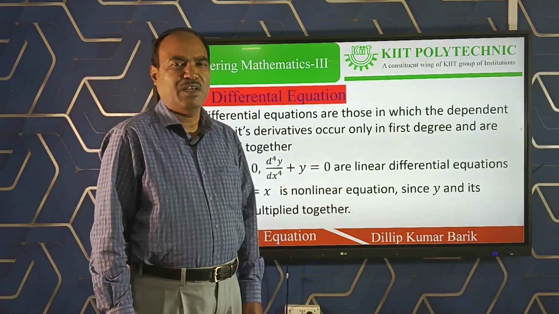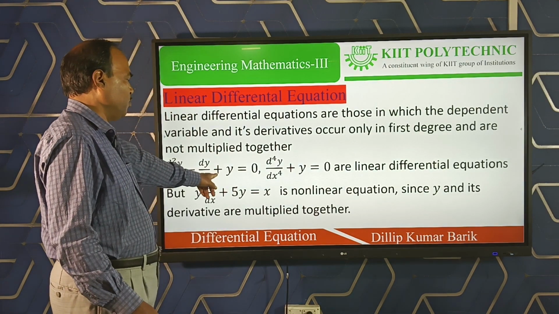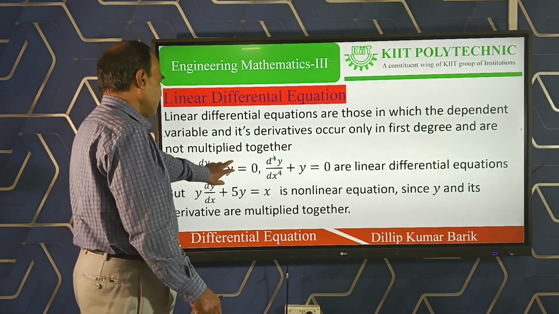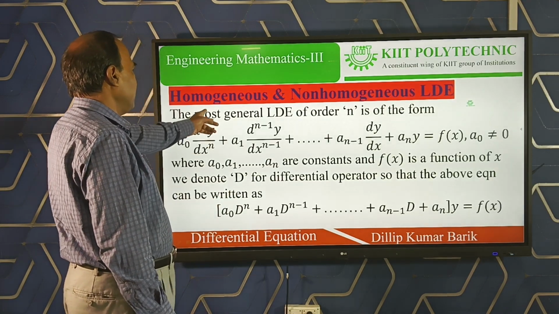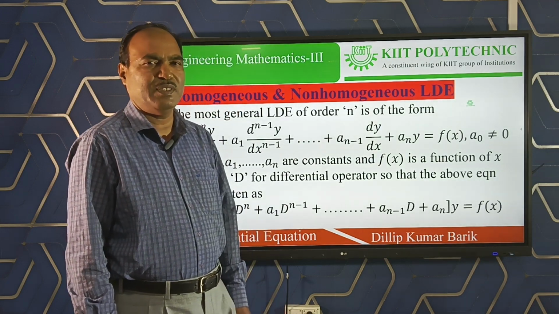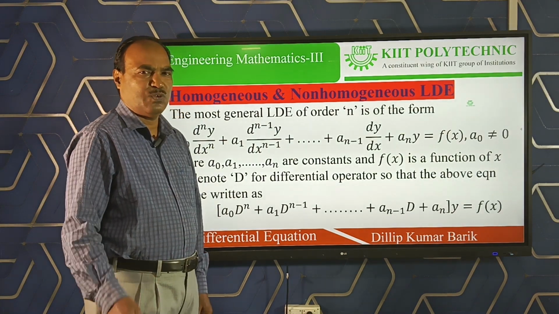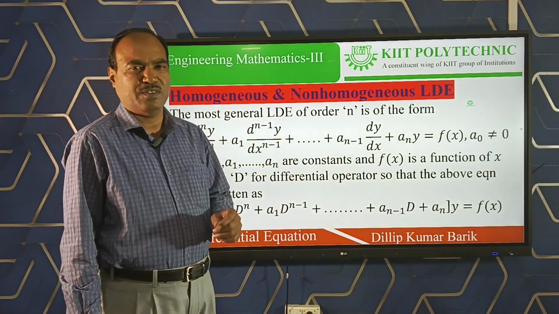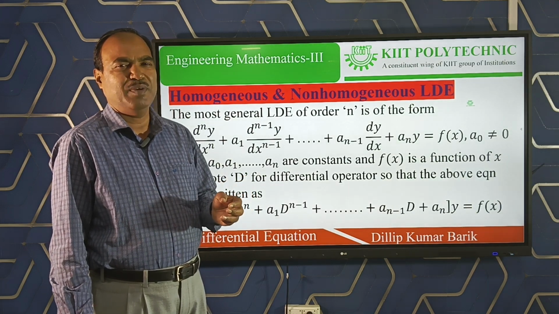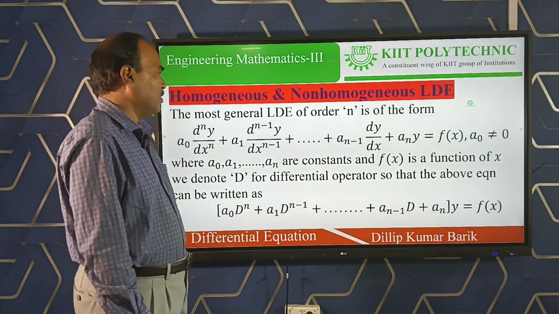Our question is how to solve these linear differential equations with constant coefficients, particularly two examples. And another one is what are homogeneous and non-homogeneous linear differential equations. When the right side is 0, it is homogeneous, and when the right side is non-zero, meaning it is a function of x, maybe a function of both x and y or a function of y, it is non-homogeneous.